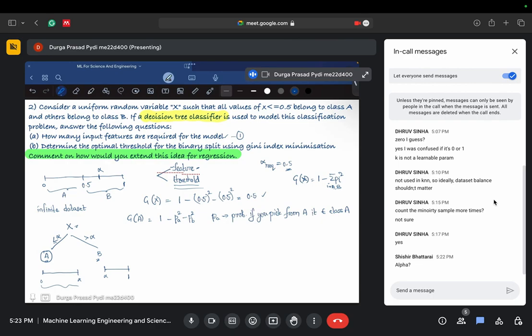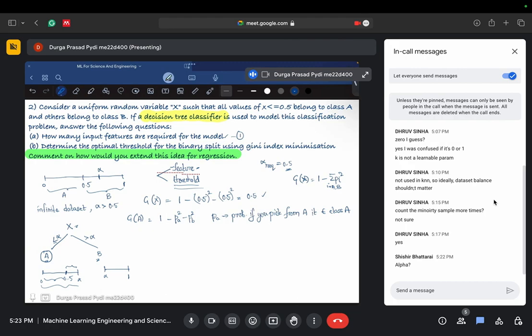So let's say alpha is greater than 0.5, as shown in this figure. So basically your 0.5 is somewhere here. So alpha is the total length of the data set, or basically something proportional to the total length of the data set. Out of this, only this portion is where you have class A. Anything greater than 0.5 is class B.